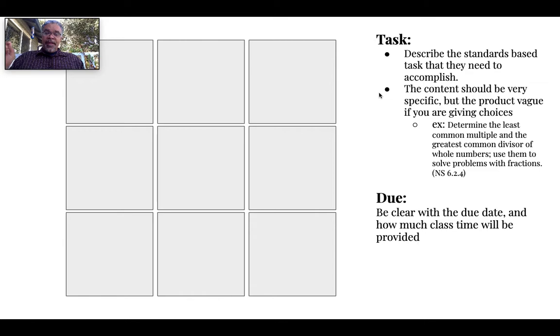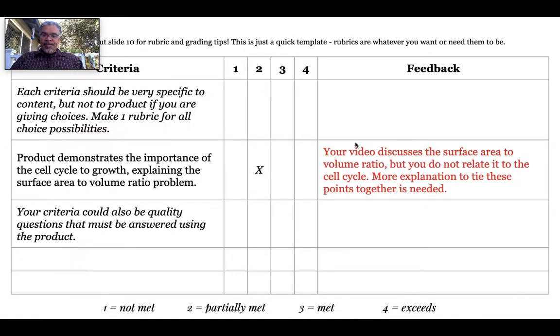Now, the idea here is you want to make sure that it's a standards-based task. You want to make sure that the content itself is very specific, but you have a vague idea of a more vague rubric so that the choices that you're giving allow for students to really take ownership. And you'll want to make sure that you have a due date that's really clear so that students are able to meet the end goal and be able to set sort of benchmarks along the way. All right, so let's go ahead and move on to the next slide.